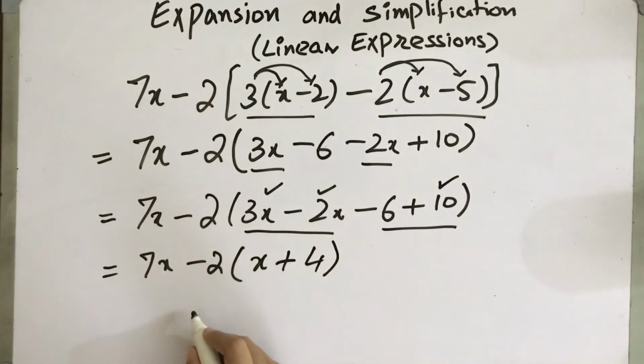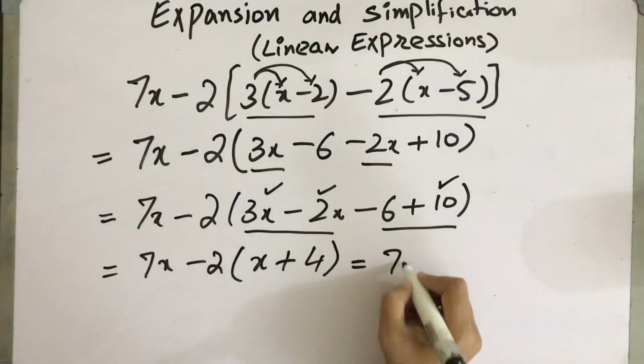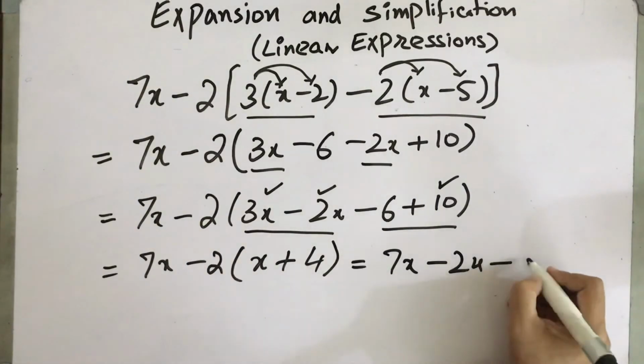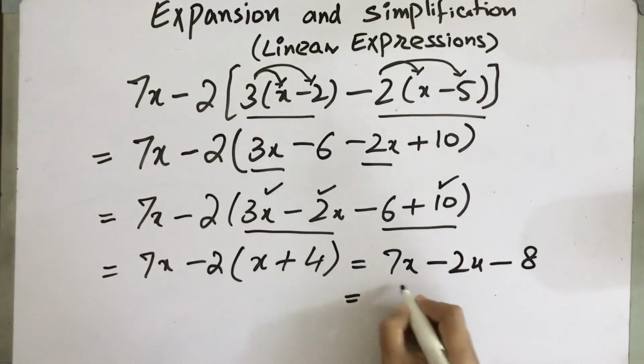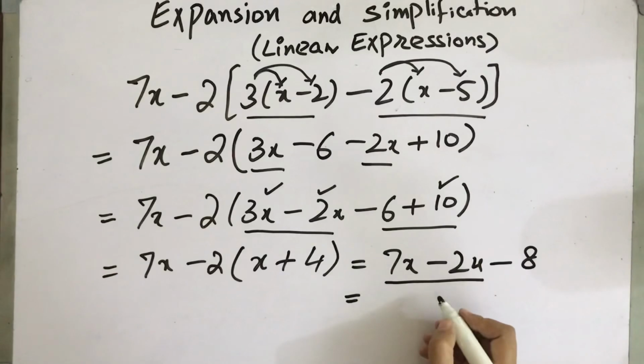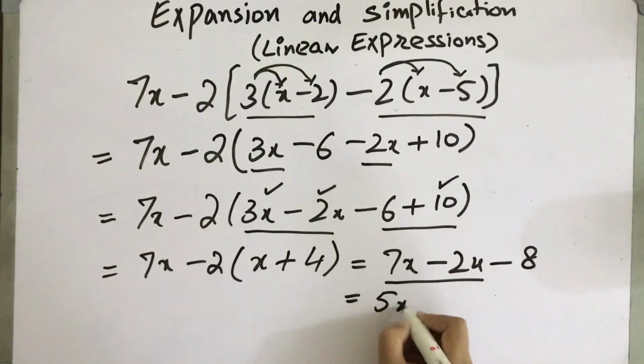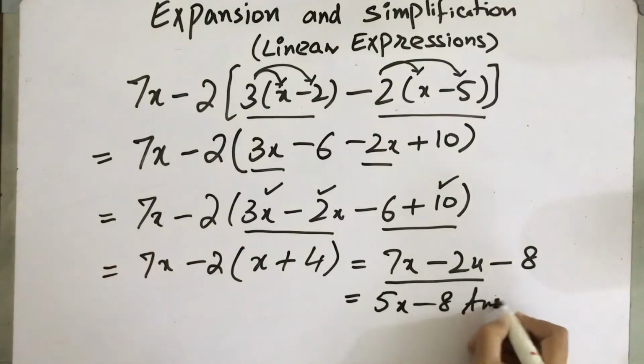Now we shall do the second expansion. We shall open this bracket with minus 2, 7x minus 2x plus minus minus 2 times 4, 8. 7x and minus 2x like terms written together. 7 minus 2 is 5x minus 8 and this is our final answer.